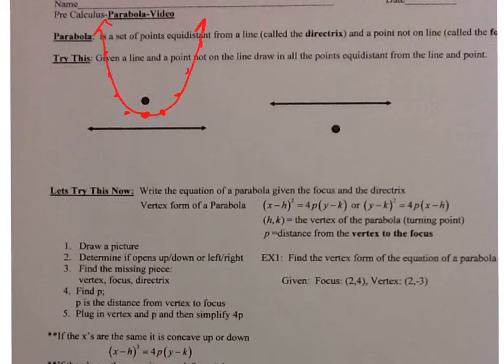So on the parabola, this point here is called the vertex, which is the turning point. This point that's not on the parabola is called the focus. Notice that the parabola is hugging the focus, meaning that the focus is on the inside of the parabola. This is concave up because it's pointing up. And the line is called the directrix.